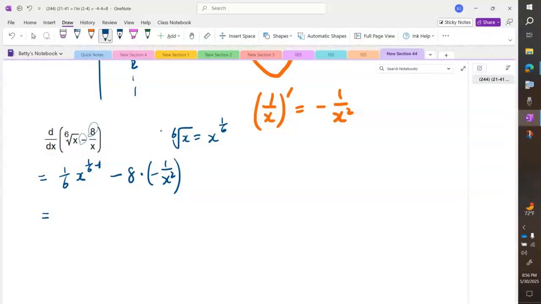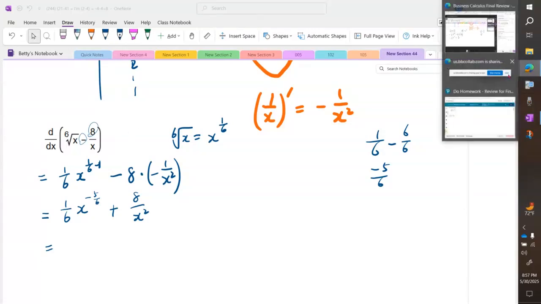Next step, we are going to simplify. 1 over 6 minus 1 is 1 over 6 minus 6 over 6, which is negative 5 over 6. And negative times negative is positive. So we have a positive 8 over x squared.